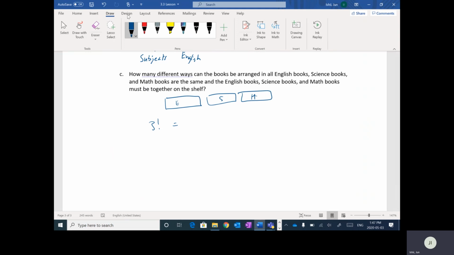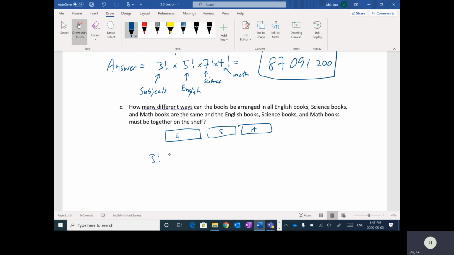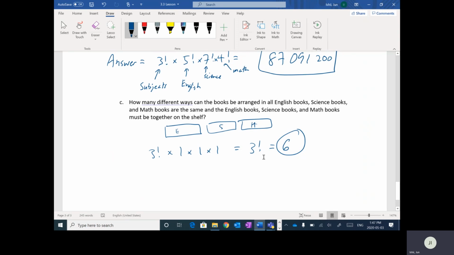All right, so technically, if I wanted to write this out, similar to this template here, it's going to be 3 factorial, but then it's going to be 1 times 1 times 1. Okay, because there's only one way of arranging the identical books within each subject. All right, so this is 3 factorial, which is 6. Cool. So that is the lesson on similar objects.